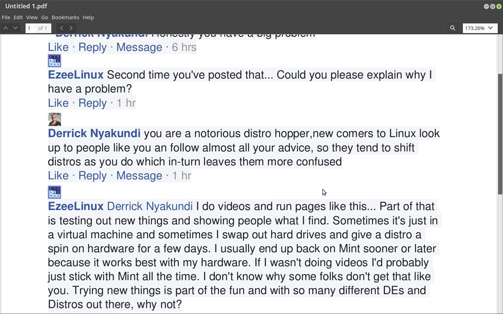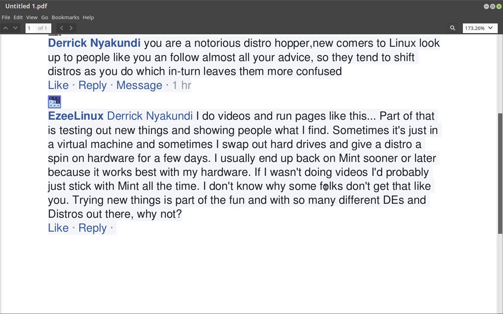There are so many distros in the community. It is unbelievable. So my response down here, I thought I was pretty nice about the whole deal. I just basically said there's a lot of different DEs and a lot of different distros. Why not try them out? I mean, I have a bunch of hard drives. I swap things in and out. I try things in VMs every now and again. And it's weird because most people get it, but there is this faction of folks out there who don't get it.